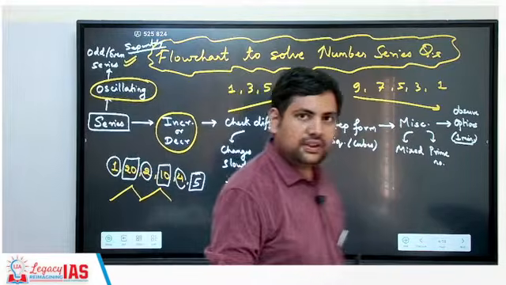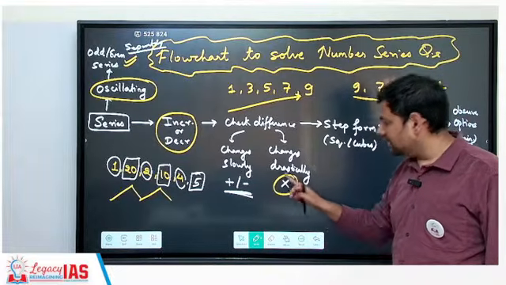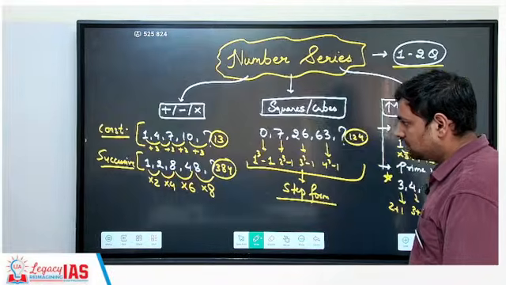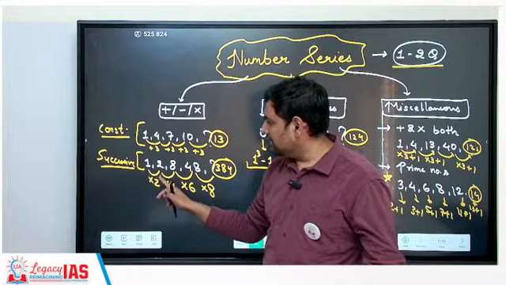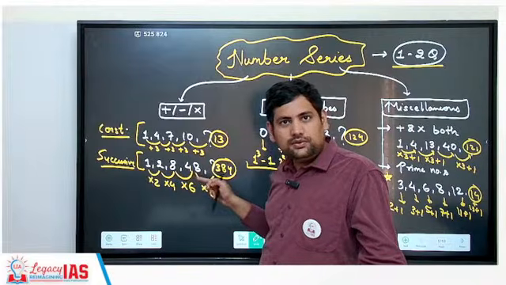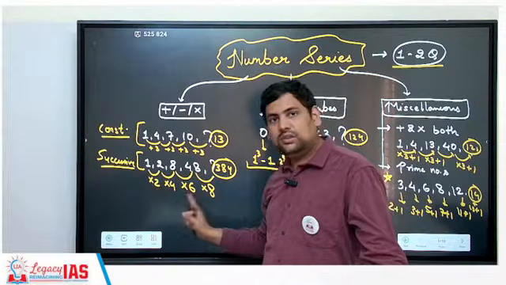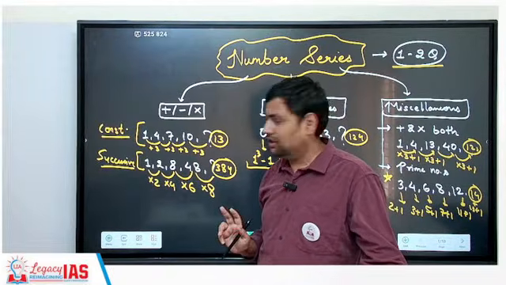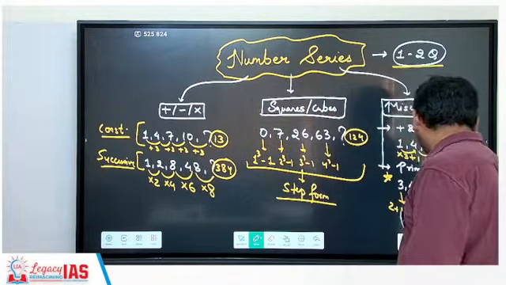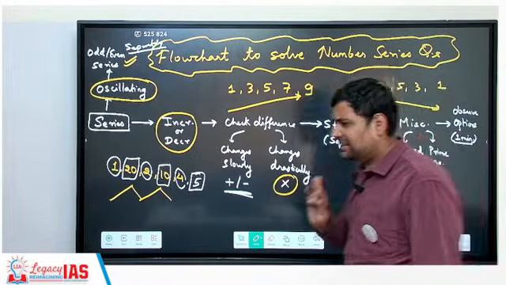Now if the difference is changing drastically, then it is a multiplication based series. For example, see this one. If you look at the differences here, the differences are 1, then 6, then 40. 1, 6, 40, isn't this changing too drastically? Why is it changing too drastically? Because it was actually based on multiplication, while if you look at the other one, the difference is almost constant. So if it is changing drastically, then it is multiplication.